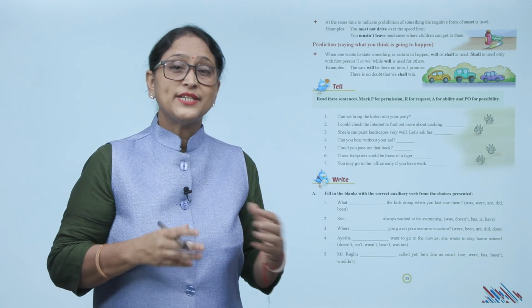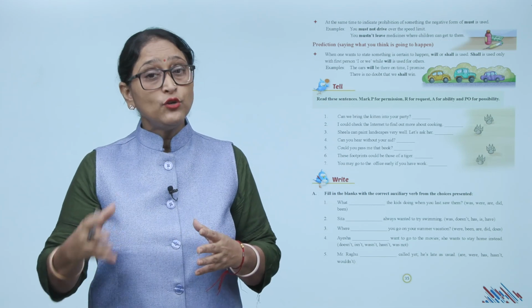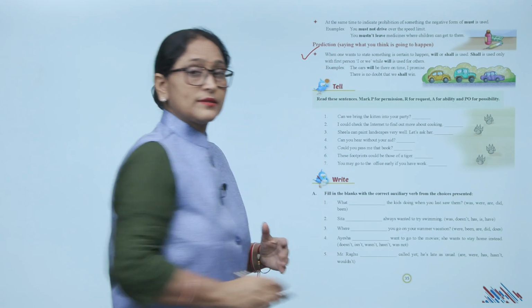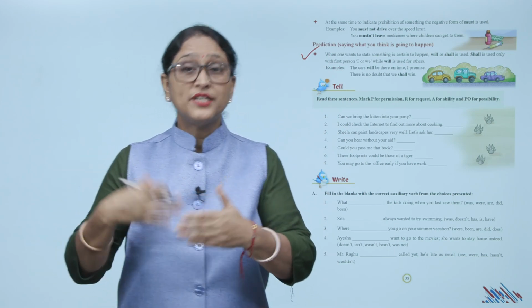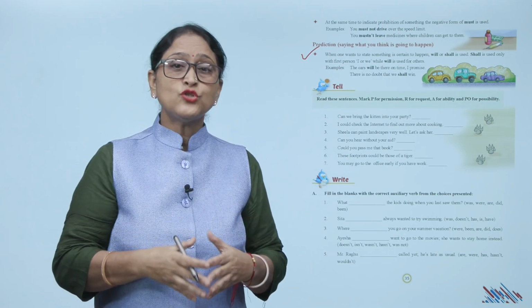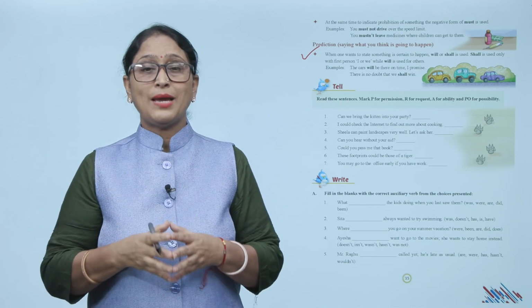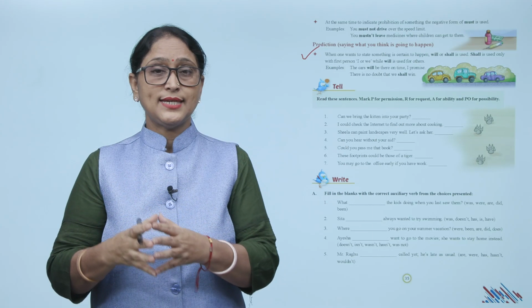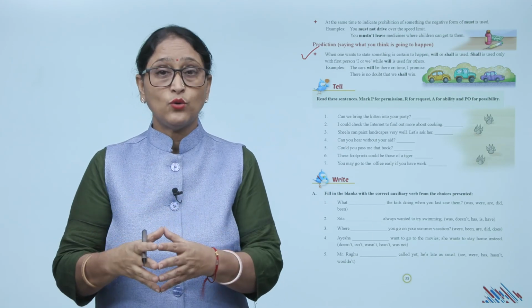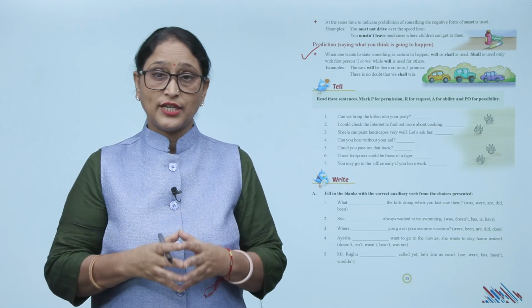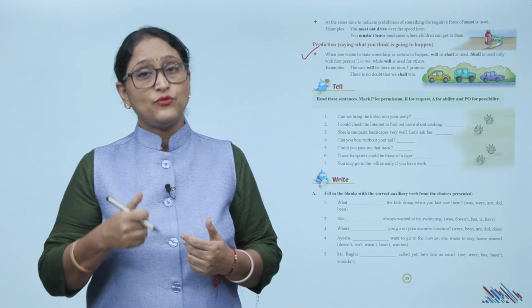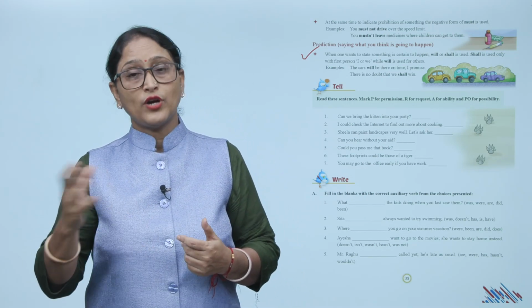Next is prediction, saying what you think is going to happen. कि कोई चीज हो सकती है, prediction है. When one wants to state something is certain to happen, will or shall is used. अगर किसी चीज का होना कंपलसरी है, आपने प्रिडिक्ट की, ये होगा ही होगा, तो will और shall का यूज करेंगे. Shall is used only with first person, I or we, while will is used for others.